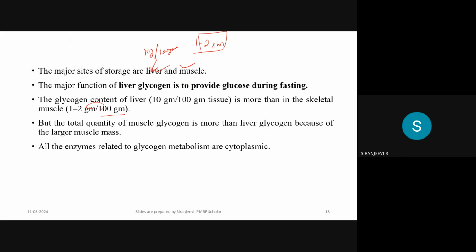That's why the total quantity of muscle glycogen is always more, even though its capacity for keeping glycogen is much less than the liver's, because of the larger muscle mass. And all the enzymes related to glycogen metabolism are cytoplasmic in nature.